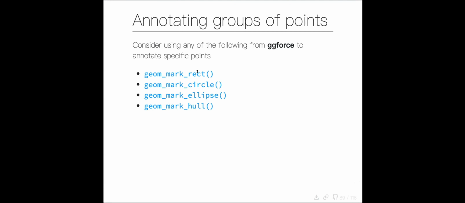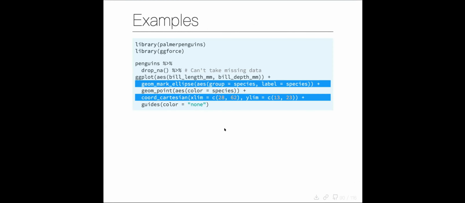So geom_mark_rect makes a rectangle, circle, ellipse, or hole. And so I'll illustrate what these are. Here, I'm loading the Palmer penguins dataset, which just has some data on 3 different kinds of penguins, then ggforce. And we take the penguins data and we drop NA, right? The reason is because this function, geom_mark_ellipse, and all of them actually, cannot take missing data. It has to do some calculations and it can't take missing data.